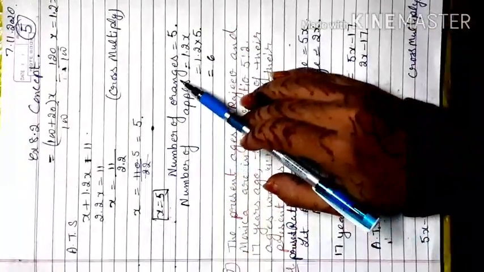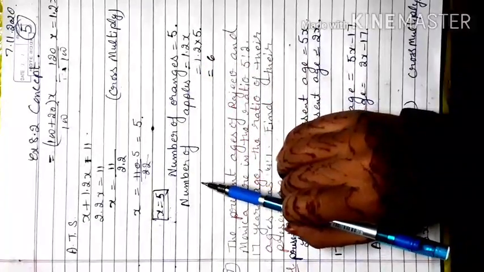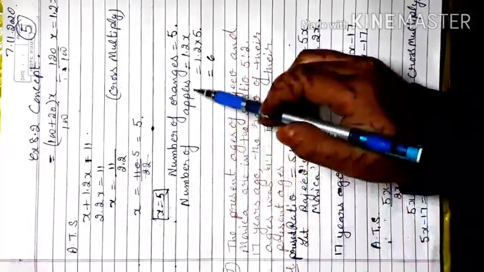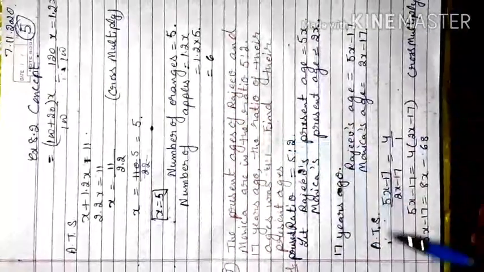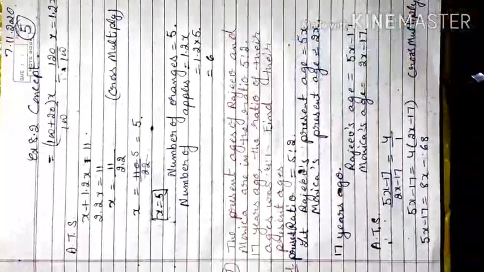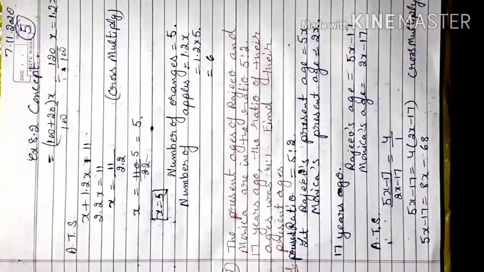The number of oranges is equal to 5. Then according to the x value, the number of apples is equal to 1.2 into x, which is 1.2 into 5. After multiplication, that gives me 6. That means in the basket the total quantity of oranges is 5 and the number of apples is equal to 6.